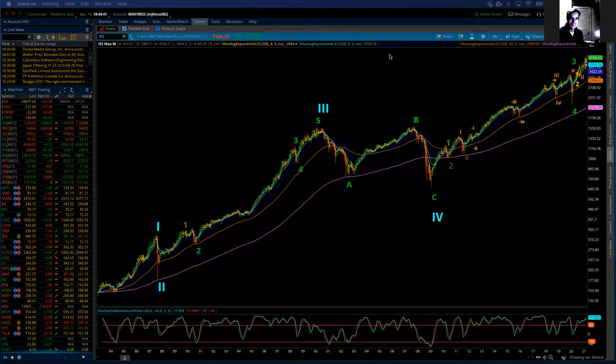And this is the Elliott wave update for the S&P 500 future, the ES, on Monday, April 19th, 2021.